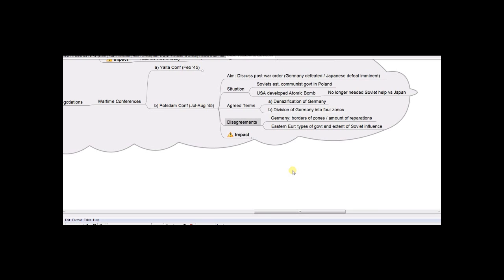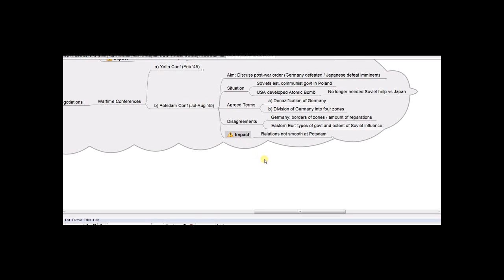And in Eastern Europe, the big three, again the USA, Britain, and the Soviet Union, could not agree on the types of government and the extent of Soviet influence in Eastern Europe. So there's a lot of anger, for example, about Poland being under the Soviets already, simply because a communist government was established in Poland.